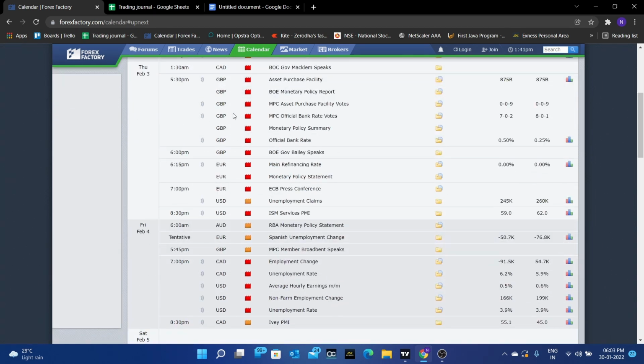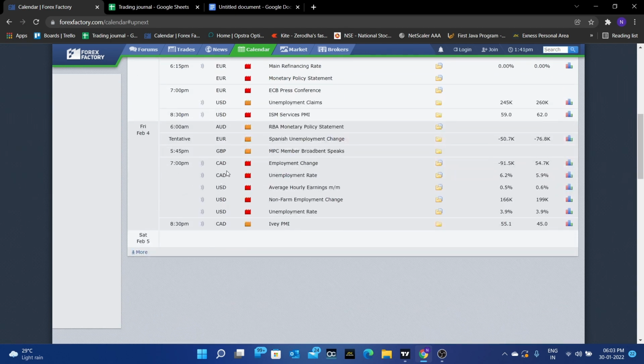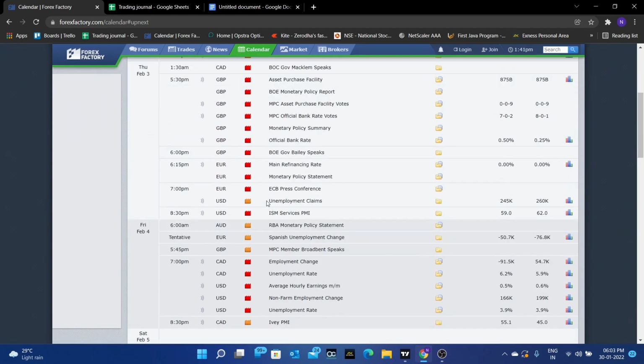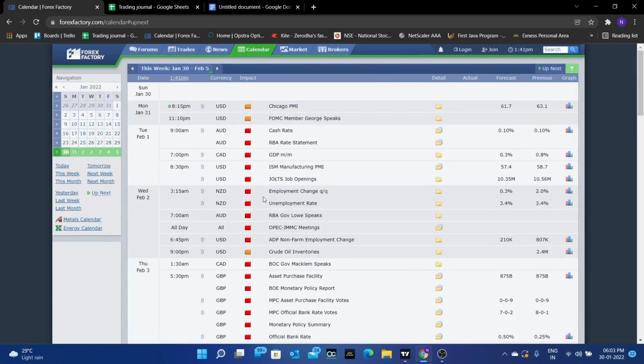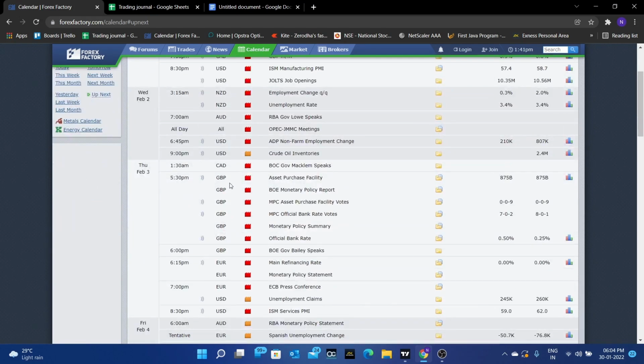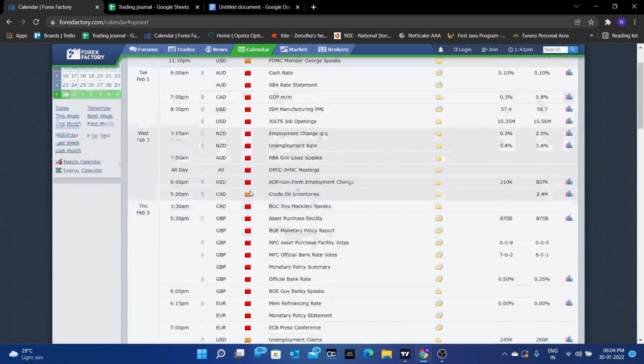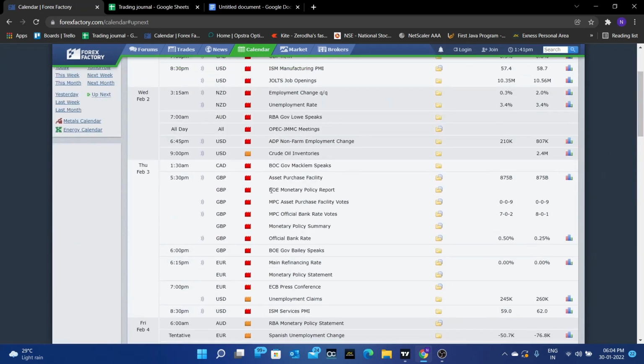And on Thursday, we can expect a good amount of movement on GBP because we are having a lot of news at 5:30 evening, and we are also having news on EUR, Euro, and on USD as well. On Friday also we are having a good amount of news on CAD and USD. So you can take the trades accordingly, guys. We can expect a good amount of movement on the respective pairs on those days. So just trade regarding the respective news, guys.